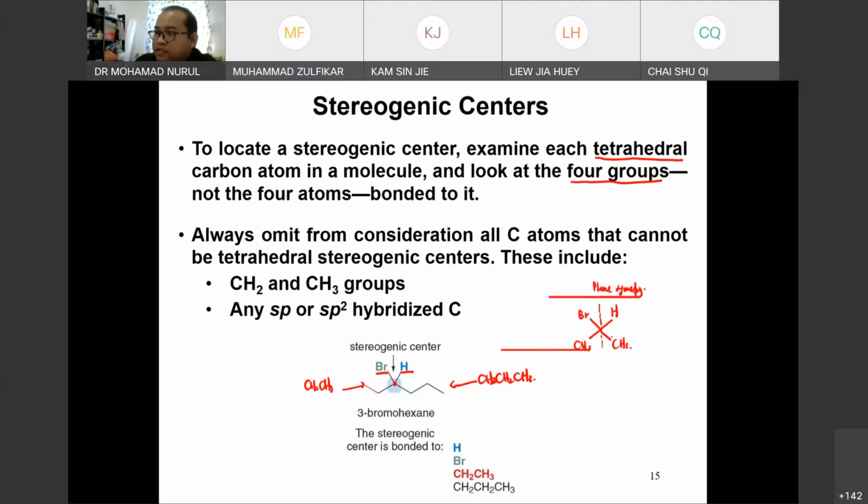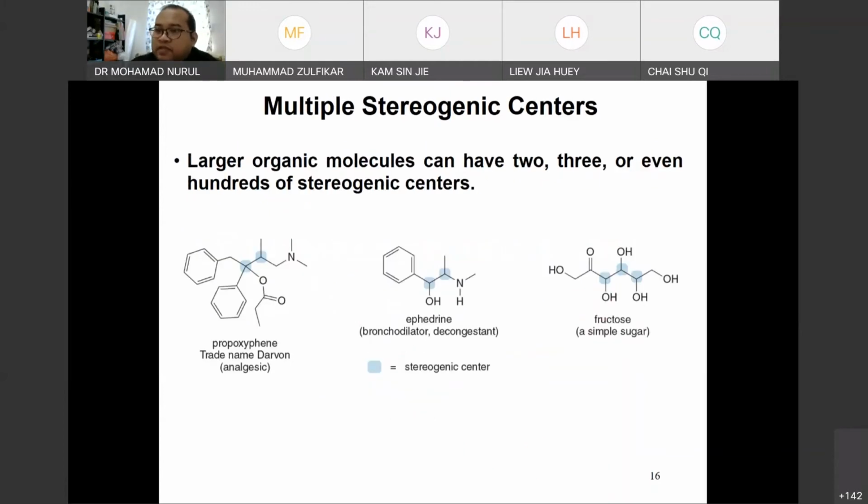Okay, this one can be superimposed. This one is chiral. The point is to know the stereogenic centers. They have 4 different substituents. That's all. Okay, multiple stereogenic centers in large organic molecules; these are examples that have 2 or 3 or even hundreds of stereogenic centers.